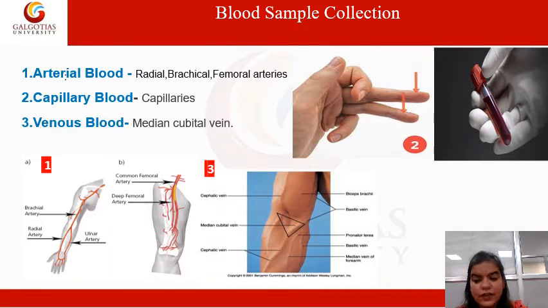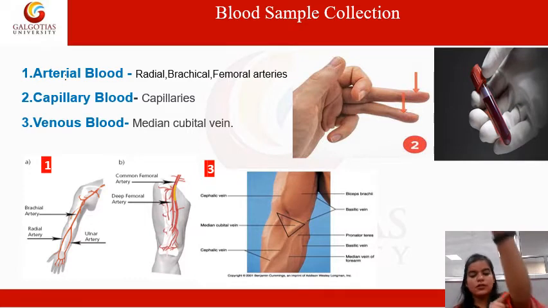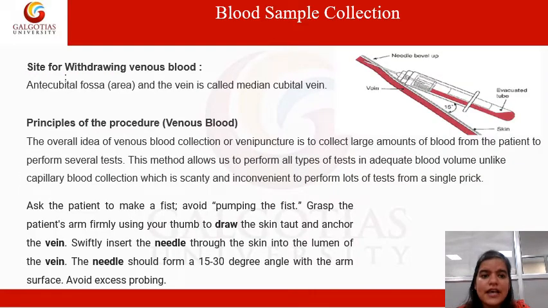For capillary blood, we collect from capillaries, and for venous blood we collect from the median cubital vein, which is this part from where we collect most of the venous blood. Site of withdrawing venous blood: the antecubital fossa area, and the vein is called the median cubital vein. The portion from where we collect the blood is known as the antecubital fossa, and the vein from where we collect the venous blood is the median cubital vein.